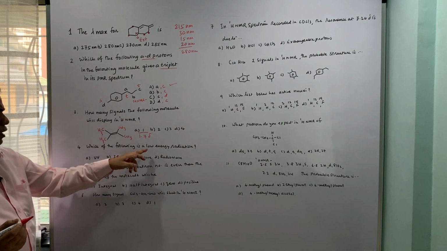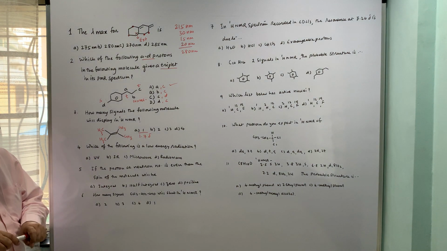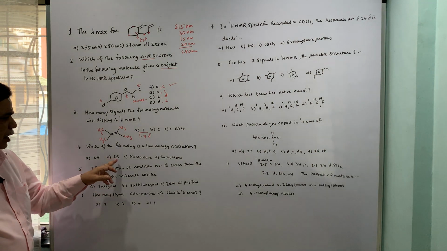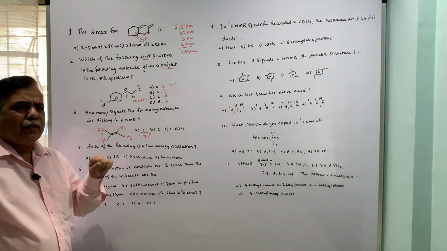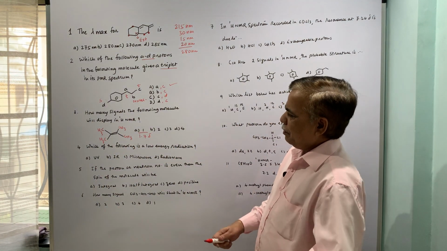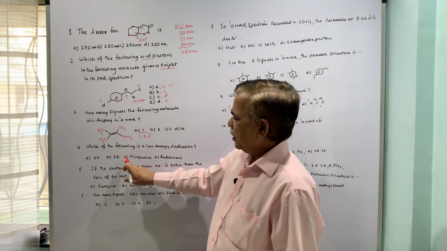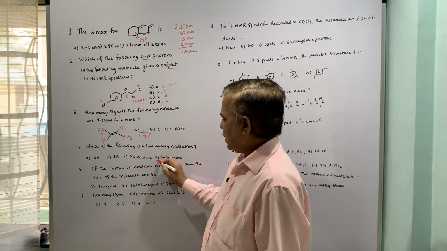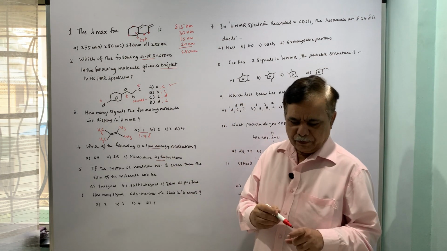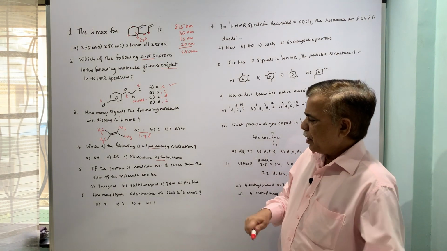Which of the following is a low energy radiation? These are the energy fragments from the electromagnetic spectrum: UV, IR, microwave and radio wave. If you look at the energy pattern, UV has more energy, then IR, then microwave, and last is radio wave. So we are asking for low energy. Low energy is going to be radio wave, which is enough to bring about the spin-spin transition, and this is the option.